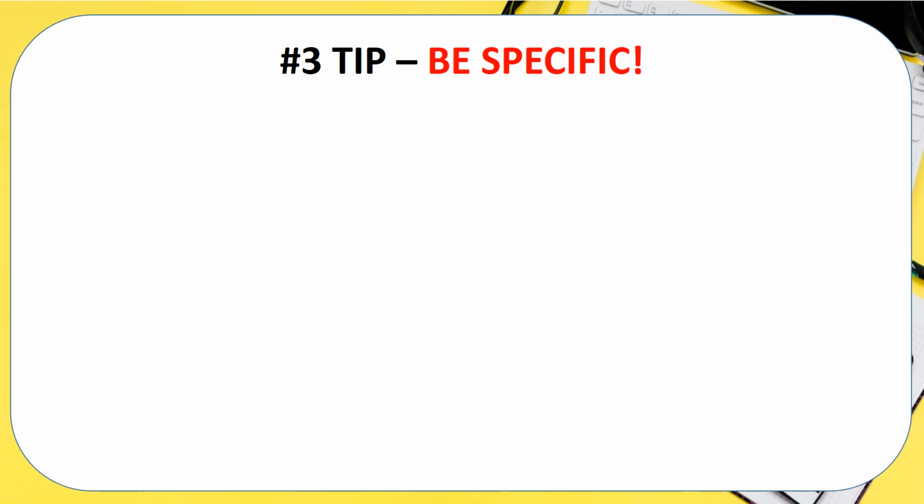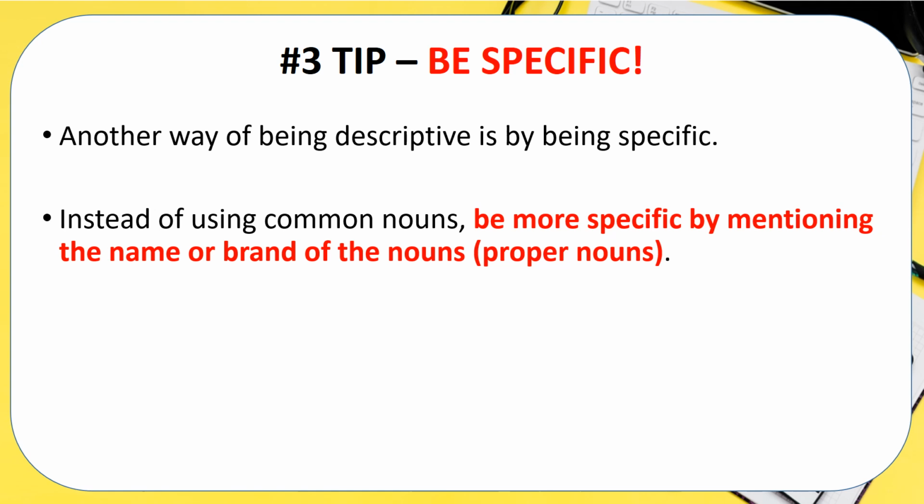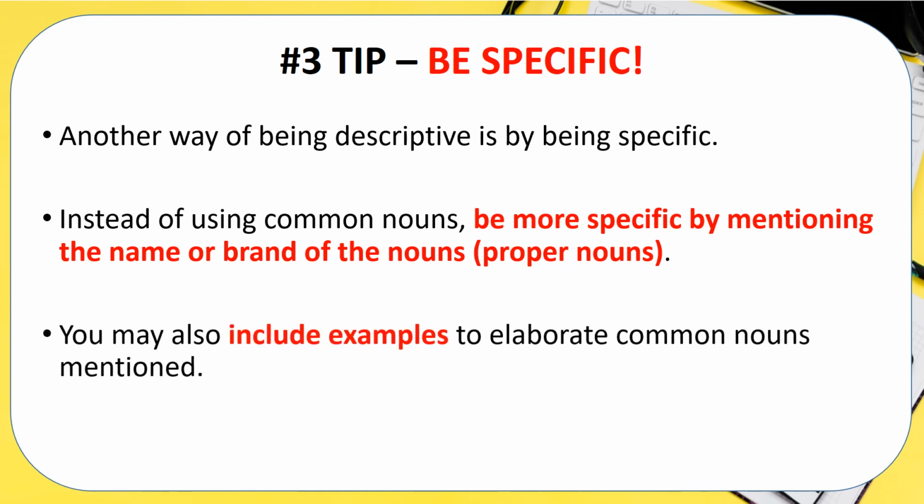So here we are at the third tip. Be specific. So another way of being descriptive is by being specific. Instead of using common nouns, be more specific by mentioning the name or brand of the nouns, which means you have to use proper nouns. You may also include examples to elaborate common nouns mentioned. Well, action is louder than words, right? So let's look at examples.